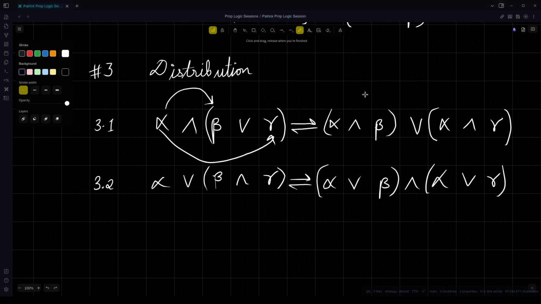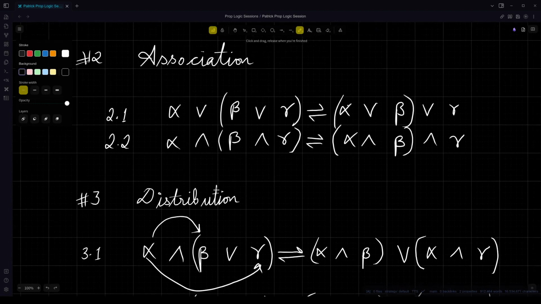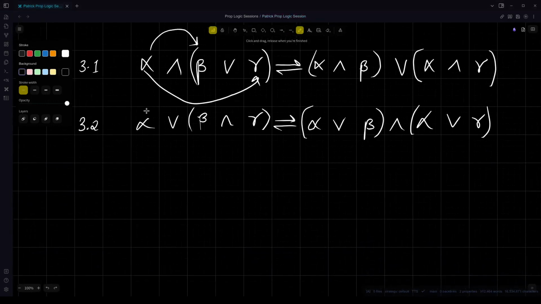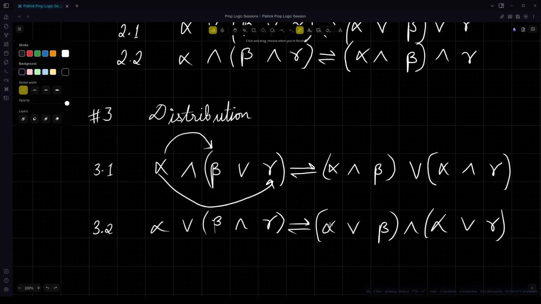You need to be careful about this because it looks very similar to the association rule that we learned here. So be very careful about what the symbols are and apply the rule accordingly, because if you apply association here, that won't work. You can try to prove that with a truth table and all of that. But yeah, you got distribution. We can move to the next one.